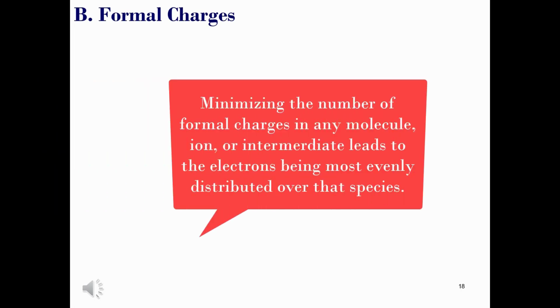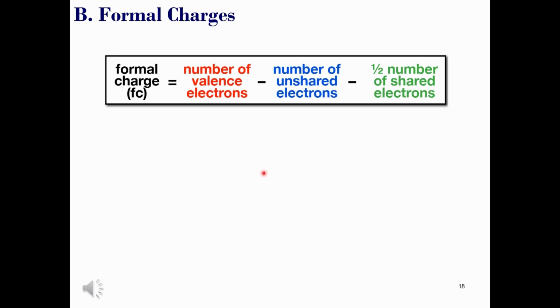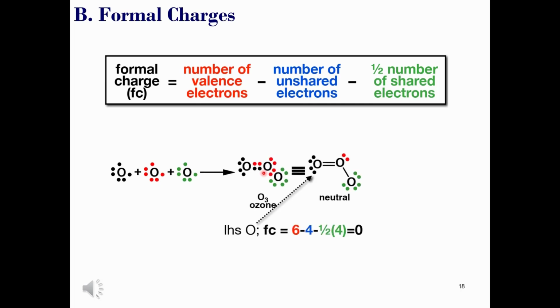Another way of saying this is that minimizing the number of formal charges in any molecule leads to the electrons being most evenly distributed about the different atomic centers in that molecule. Formal charges are calculated by the formula presented. Let's calculate the formal charge of the oxygen on the left-hand side of the molecule.